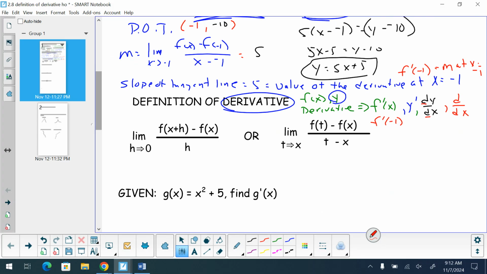When you find the slope of a tangent line, the slope of a tangent line once again is the value of the derivative. When you're trying to find the slope of the tangent line or the value of the derivative, they mean the same thing.